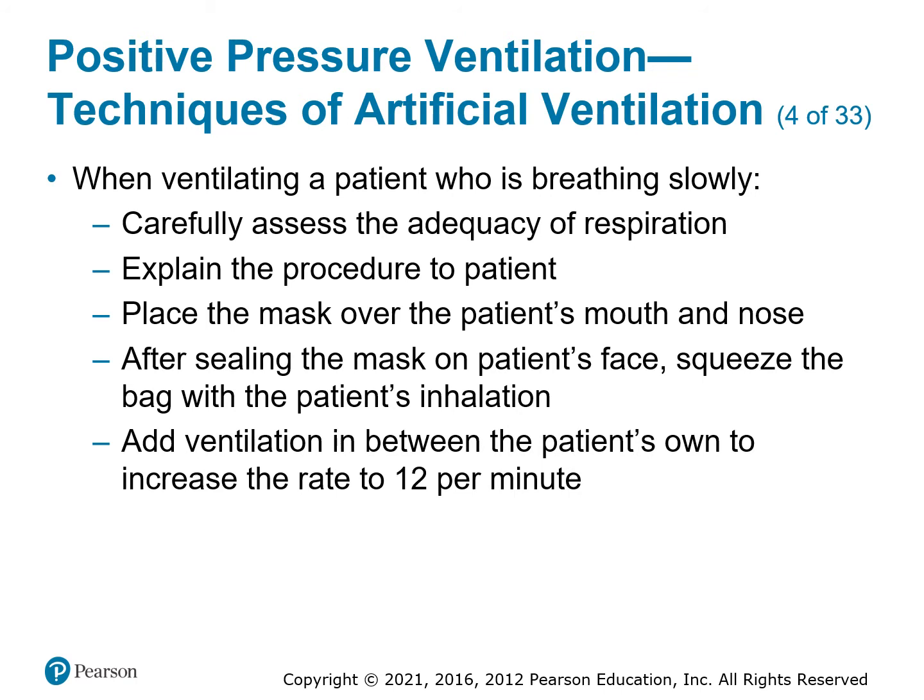Same really goes for that patient who is breathing too slowly. If they're breathing slowly, we need to get that oxygen into their bodies. We want that carbon dioxide to offload. We need to explain what we're going to do to the patient, apply the mask, getting a good seal, and then begin those ventilations. This is going to be ventilating in between the patient's ventilations, and we are going to try to get them to a rate of about 12 breaths per minute.